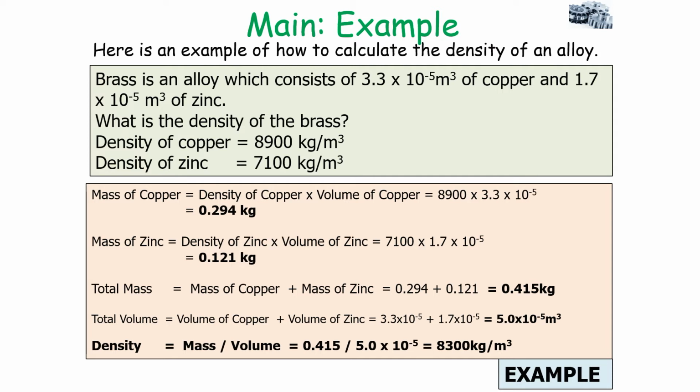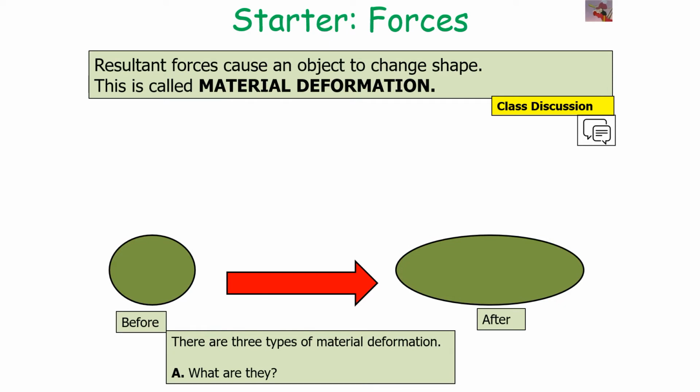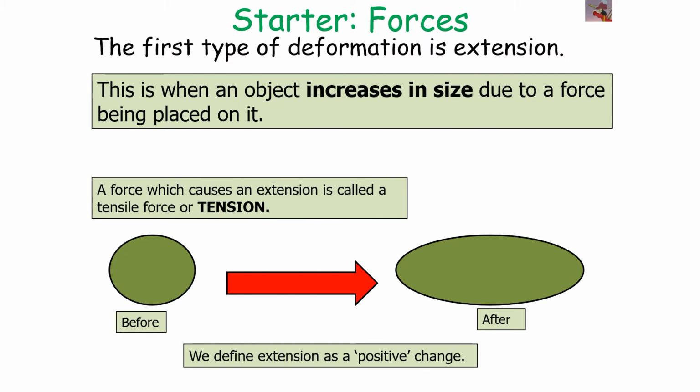So you do your total mass divided by your total volume to get your density out. Now, the next thing we've got to consider is that a resultant force can cause an object to change shape. This is called material deformation, and there are three types of material deformation.